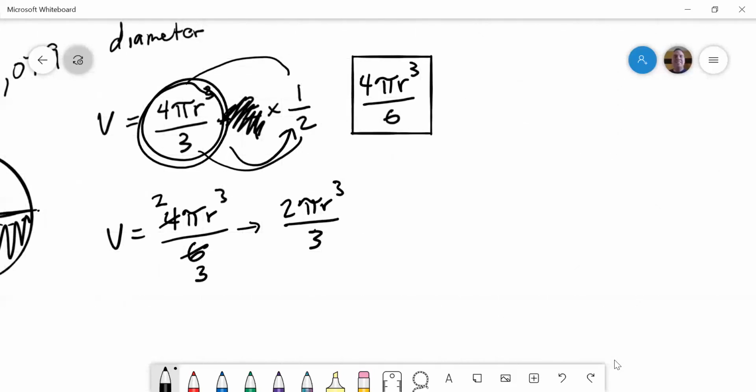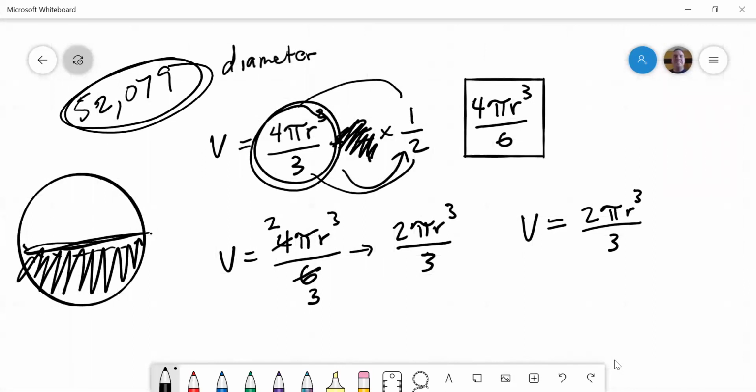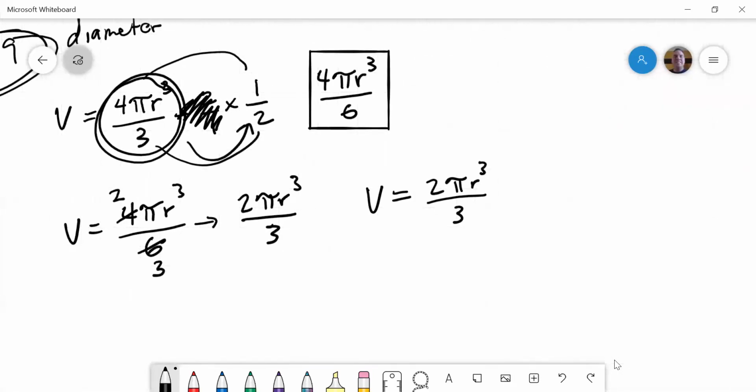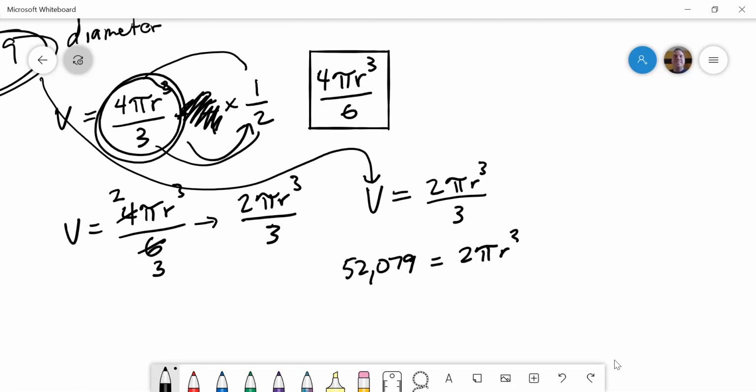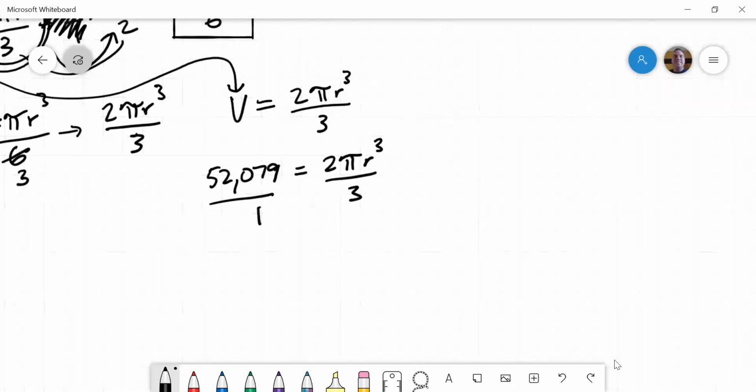Okay, so let me write this over here just to kind of clear it up. So the volume of a hemisphere is 2 pi r cubed over 3. And they're saying that the volume of our hemisphere is this, 52,079. Well, that should be plugged in for the volume, right? Because they want us to find the diameter. So 52,079 is equal to 2 pi r cubed over 3. I want to make that into a fraction, right? Now I have 2 equivalent ratios, right? And we can solve this by cross multiplication.